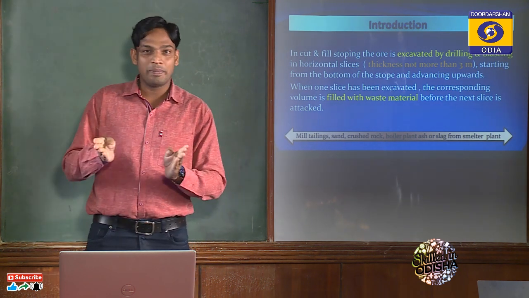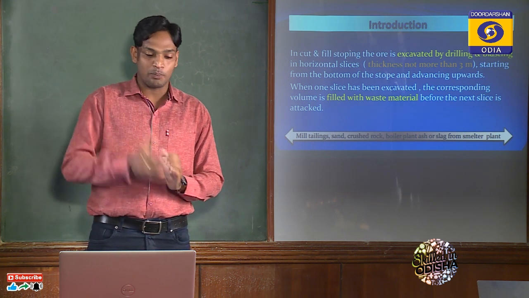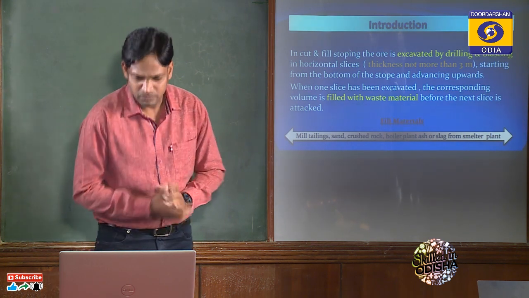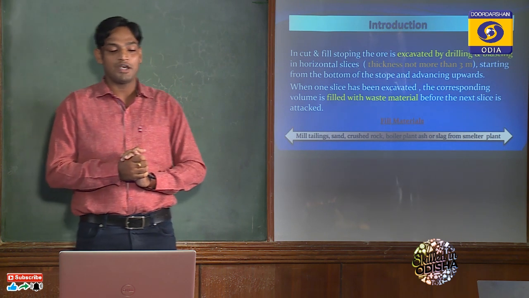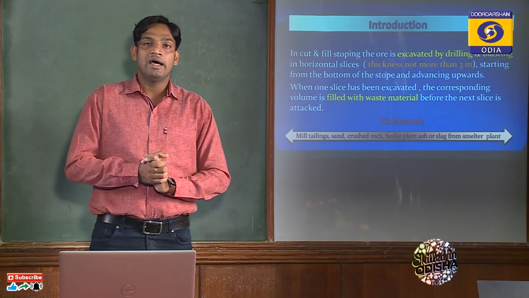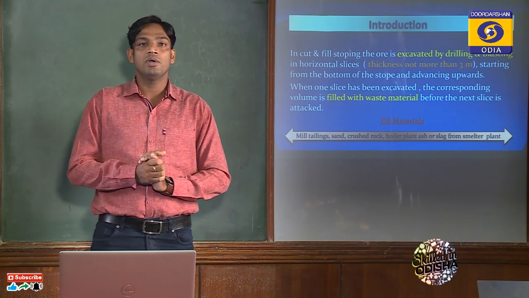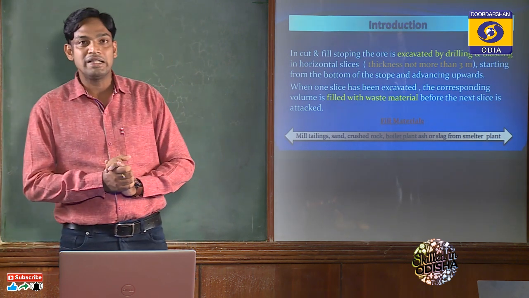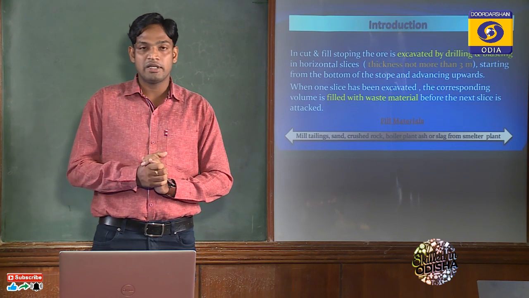So it is a stoping method which is artificially supported, and in this method we are using filling materials such as mill tailings, sand, crushed rock, boiler plant ash or slag from the smelter plant. This is the introduction part, and we will together describe and learn the total method step by step.